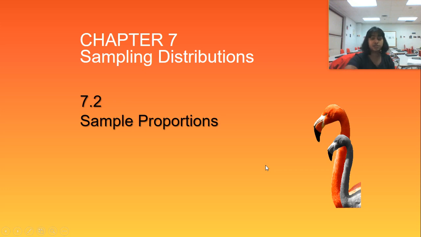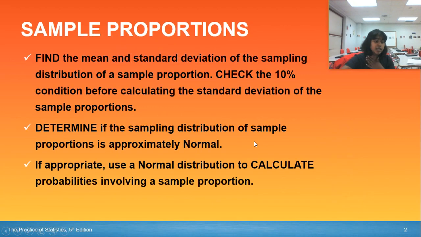Hi, and welcome to chapter 7.2, where we are talking about sample proportions. In this topic, you should be able to find the mean and standard deviation of the sampling distribution of a sample proportion, or what you call p hat.